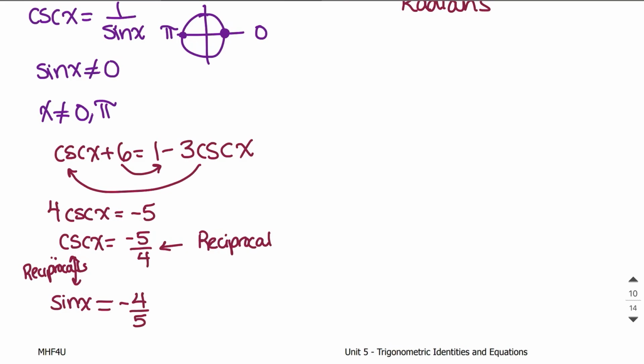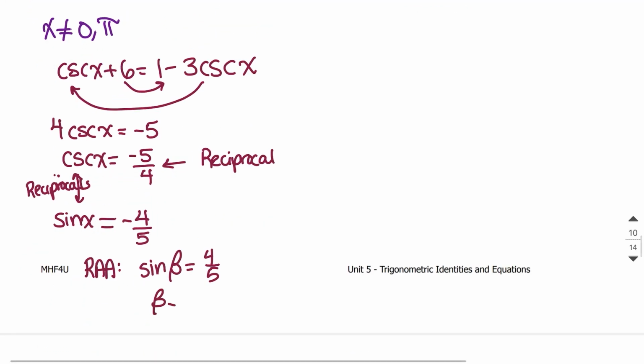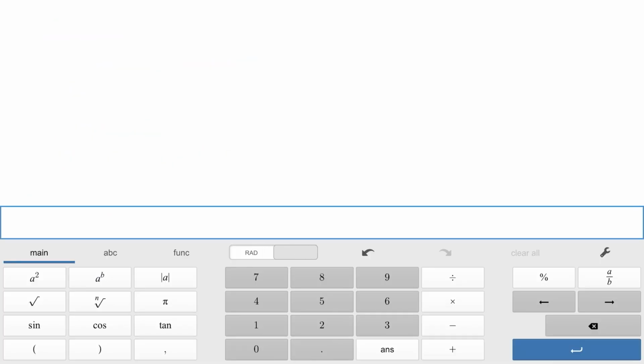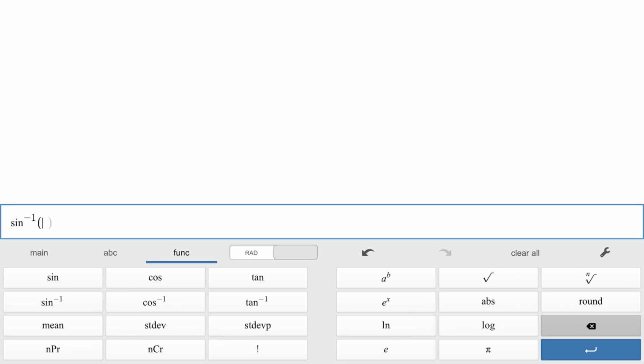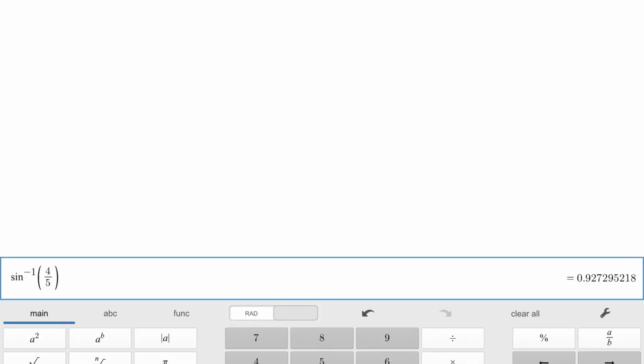Okay, cool. So now that I've done that, I need to find my related acute angle. So here I'm going to say sine of beta is equal to 4/5, which means that beta is going to be equal to the inverse sine of 4/5. Let's figure out how much that's going to be approximately. This time I need to switch to radians, and I'm going to do the inverse sine of 4 over 5. And when I do that, I get 0.92729, so on and so forth.